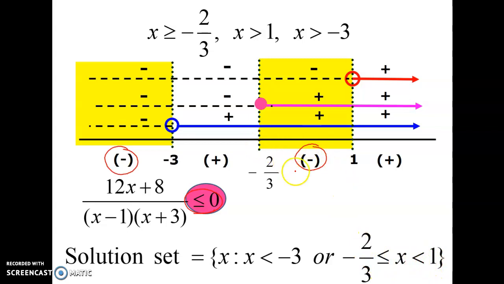Remember, we have to include the value of -2/3 because our inequality includes equal to 0. You have to include -2/3 because when you substitute -2/3 in, the numerator obtains 0, and 0 divided by anything also gives 0. 0 equals 0, yes, so -2/3 satisfies this inequality and you have to include it in your solution. Remember, the denominator can never be 0, so you cannot let x equal either 1 or -3.